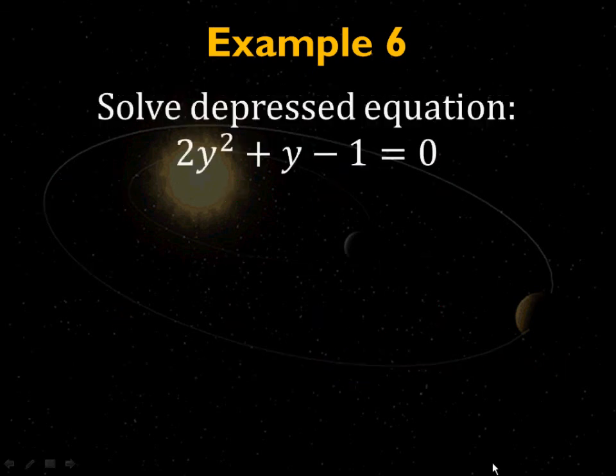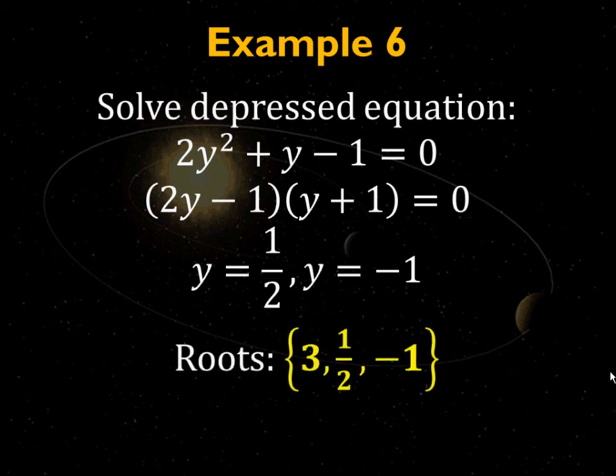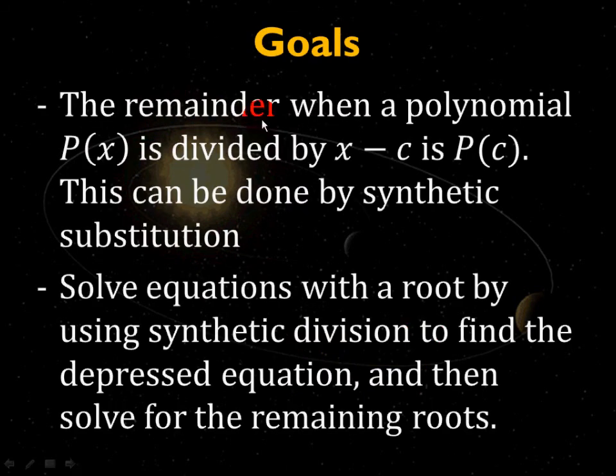You can do this any way you want. You can complete the square, you can use the quadratic formula, or you can just simply factor: 2y minus 1 times y plus 1 equals 0. So y equals 1/2 or y equals -1. So again, the complete solution using the factor theorem and then factoring is 3, 1/2, and -1. You got 3 because it was given to you. You use synthetic substitution to figure out the depressed equation, and then you solve the depressed equation to find the remaining two roots.